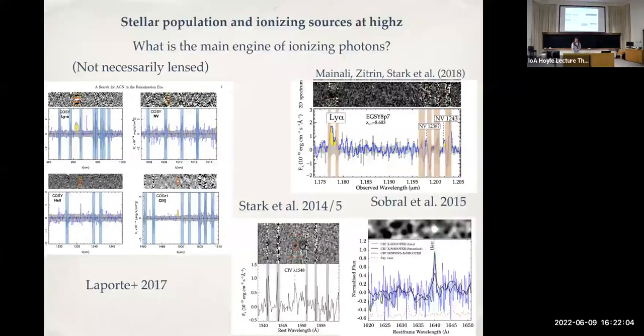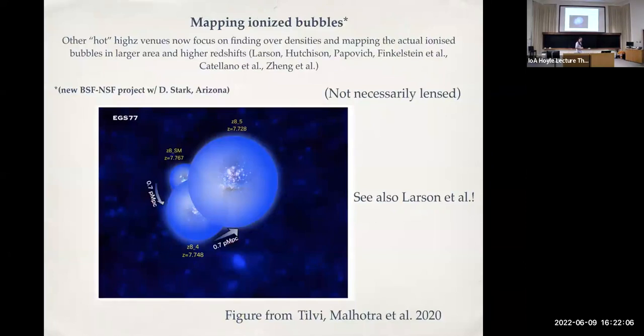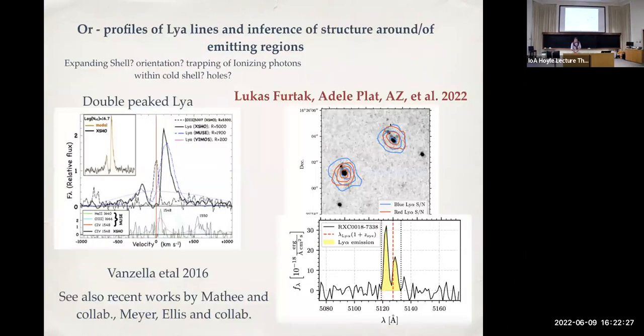at high redshift, etc. Another fashionable thing now is to map ionized bubbles around these galaxies in which we saw emission lines. So basically look for overdensities of galaxies around them. If they reside in an ionized bubble, then the other galaxies should probably also show Lyman alpha. So that's some of the programs that are now being undertaken.